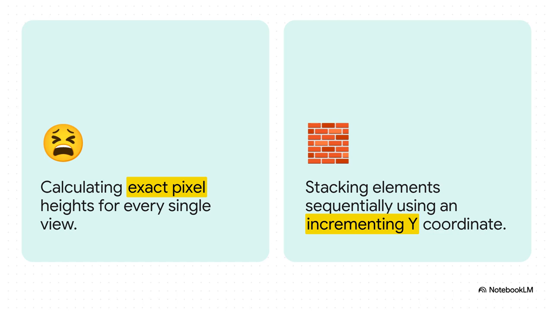Since B4X doesn't have CSS flow by default, we're shifting to a much smarter system. Think of it like stacking Lego blocks. You just drop elements in sequentially using a simple incrementing Y coordinate. Place a block, the system updates the coordinate, and you're instantly ready for the next piece.